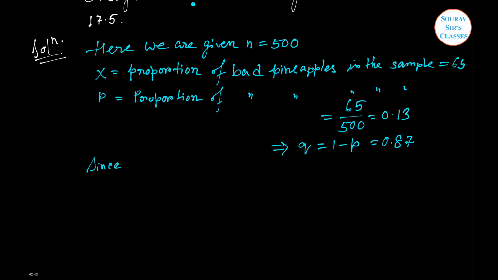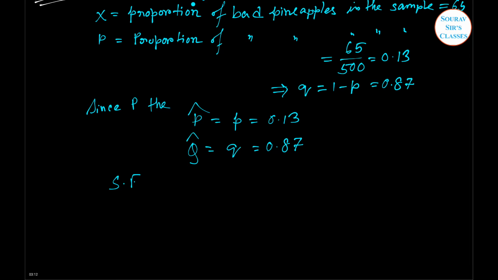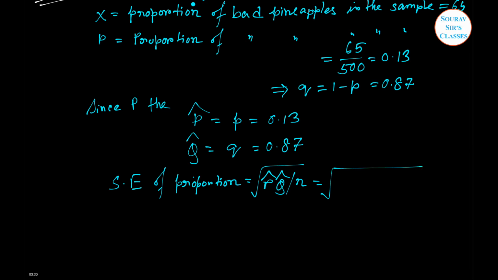Since p, the proportion of bad pineapples in the consignment, is not known, we may take, as in the last example, p cap equal to small p equals 0.13 and q cap equal to small q equals 0.87. Therefore SE of proportion equals root over p cap q cap by n equals root over 0.13 into 0.87 divided by 5000. That equals 0.015.